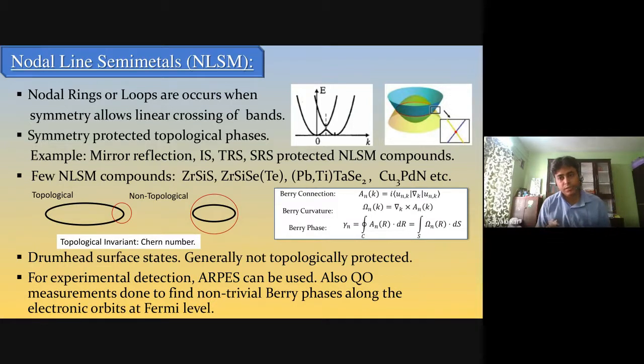You cannot just open a gap there. So these are the nodal line semimetals, and some examples are ZrSiS, ZrSiSe, ZrSiTe, etc. Now these things are called topological.